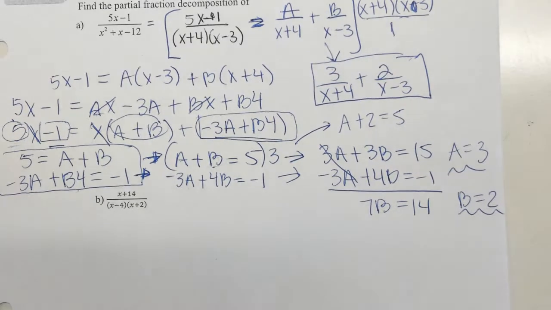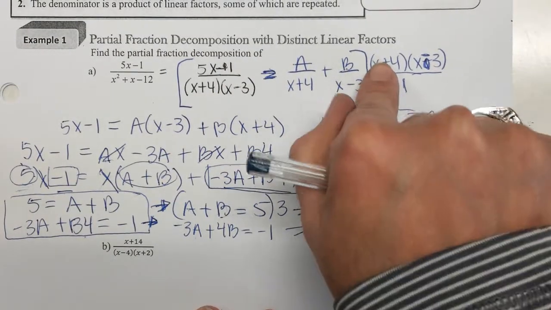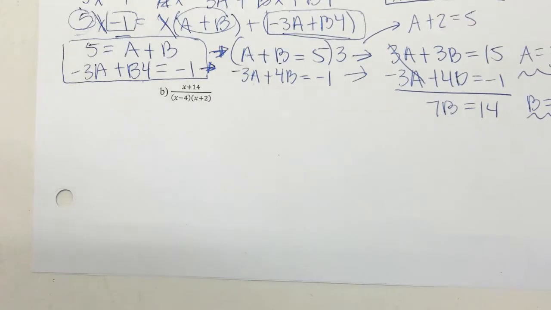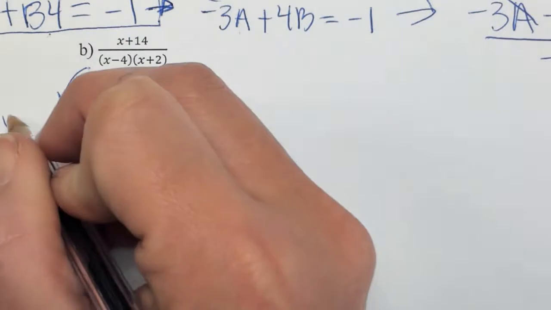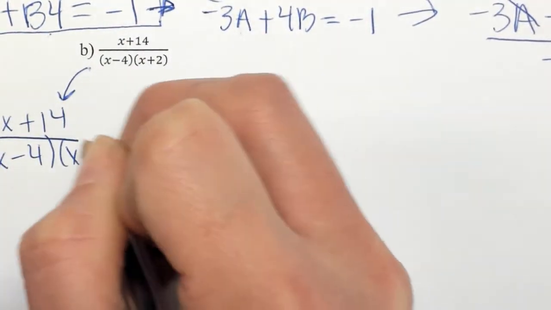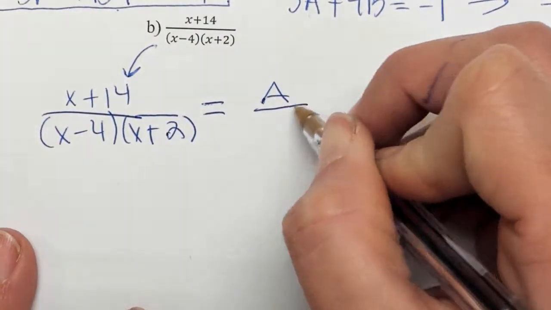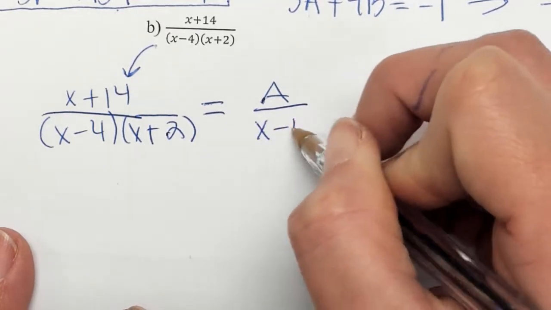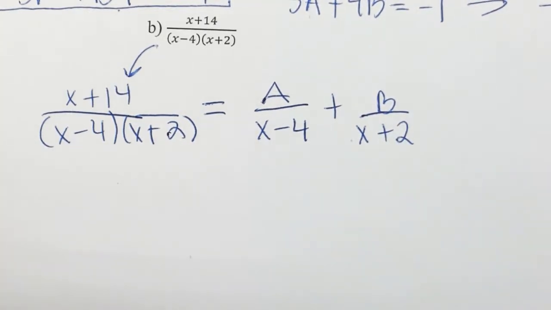Alright, this next one they've already factored for us, so we can save that step. And also we don't have to go through this process if you remember what I told you. If not, we'll go through the process. So let's write this. x plus 14 over x minus 4 times x plus 2. I just rewrote the problem. And this is going to be equal to a over what? Plus b over x plus 2. We're going to break it into two different fractions just like this. We just need to find a and b.